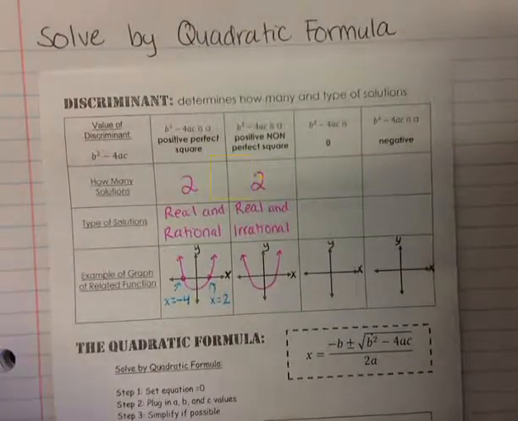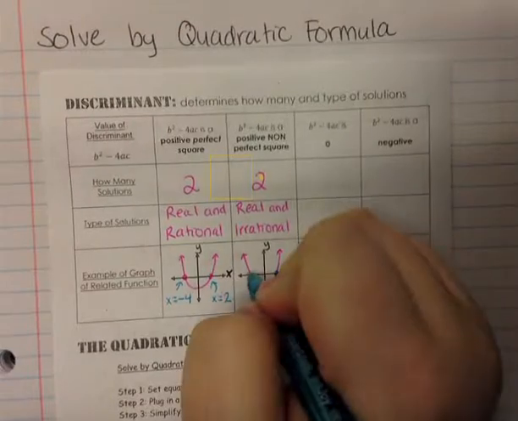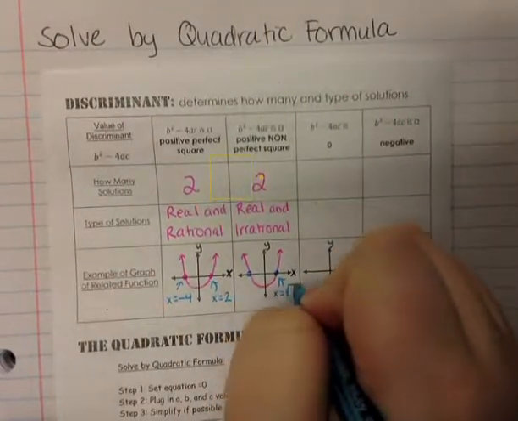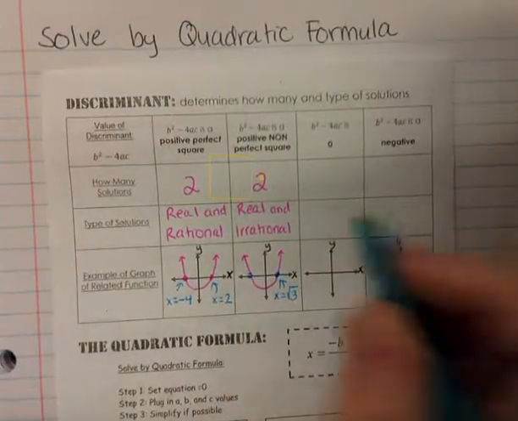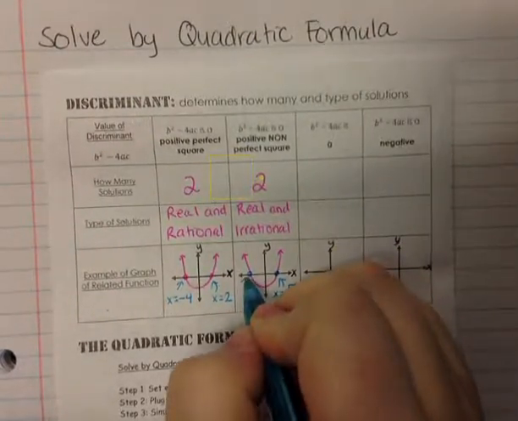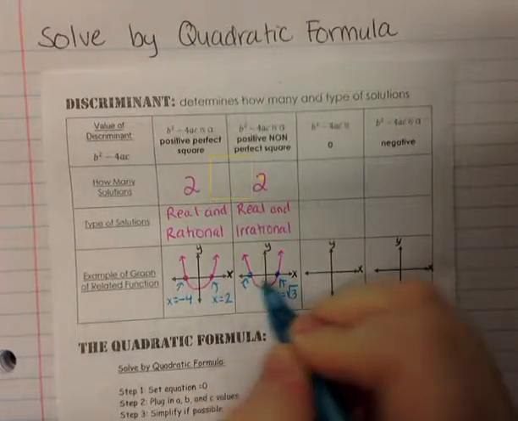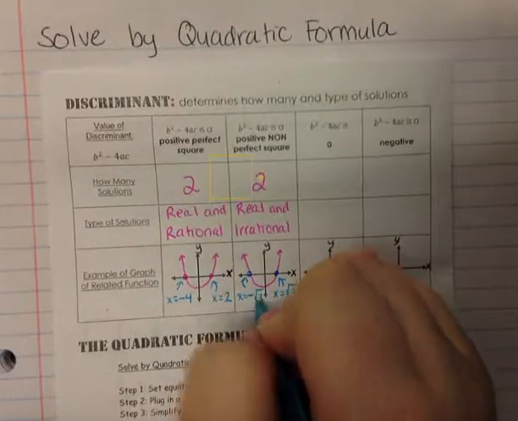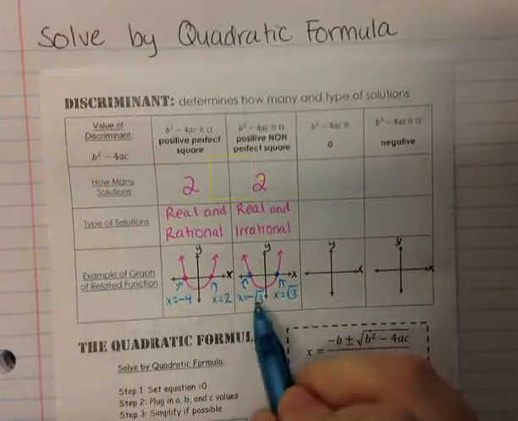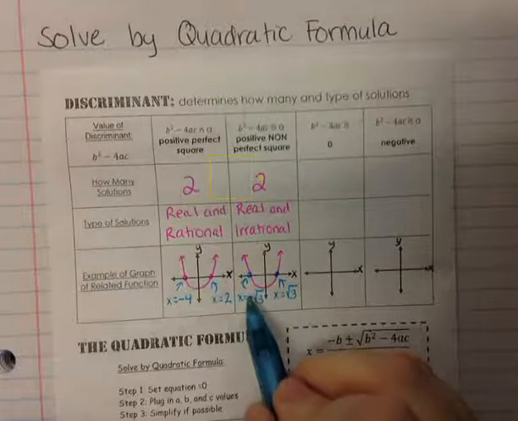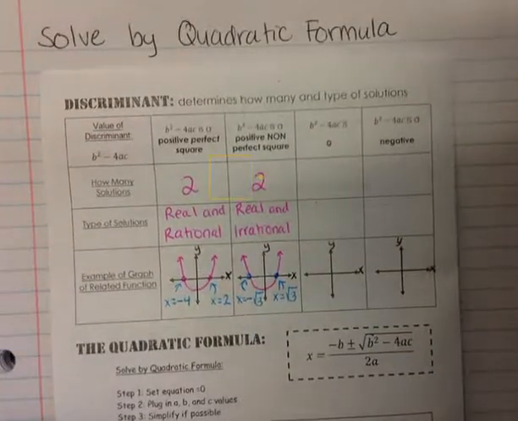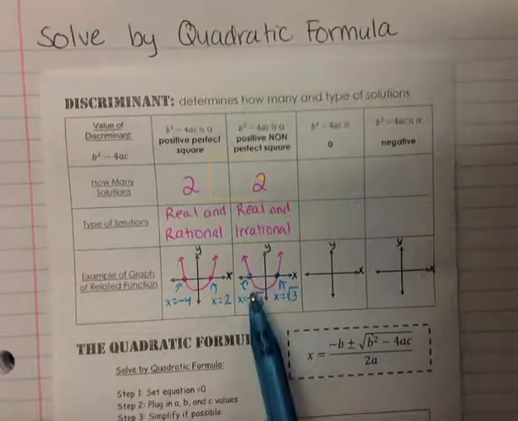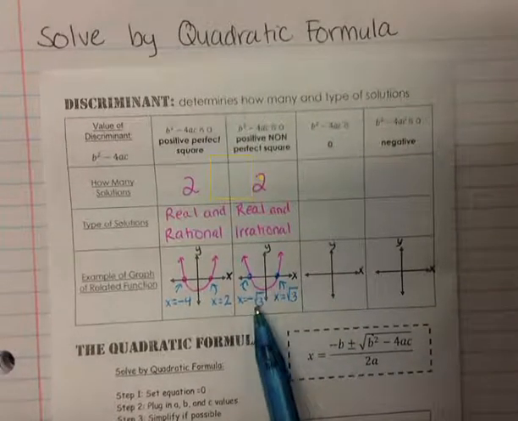However, the two solutions could be something like x equals the square root of 3. If you have the positive square root of 3, the other one would have to be the negative square root of 3, because it would be plus or minus the square root of 3. Same thing if you had the square root of 5: if this was the square root of 5, this one would have to be the negative square root of 5.